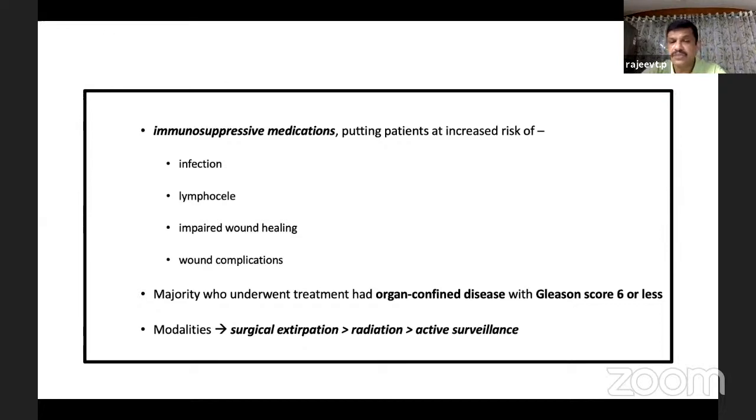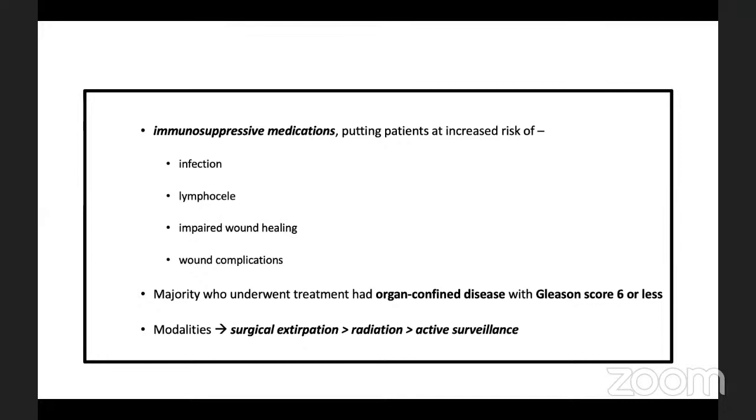The majority had organ-confined disease with Gleason score less than 6, and the modalities are incorporated.